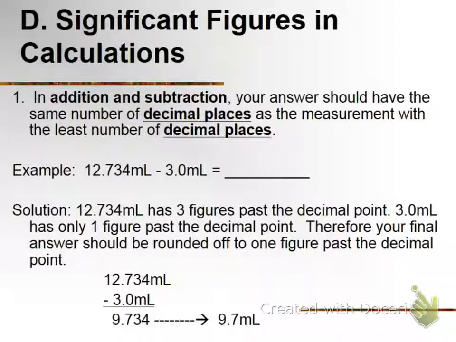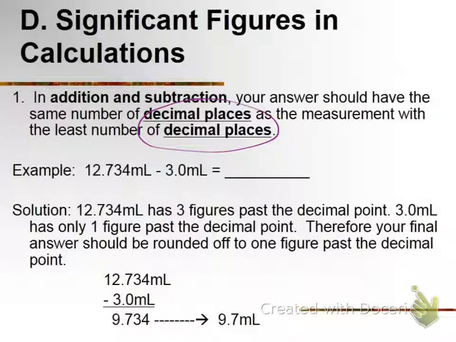Now let's talk about how you do math with them. And this, quite frankly, is the harder part. Just to keep it fun and interesting, there are different rules if you're adding and subtracting than if you're multiplying and dividing. If you are adding and subtracting, you are looking at only the decimal places, and you match the answer to the one with the smallest number of decimal places.